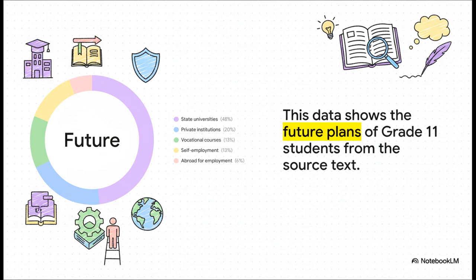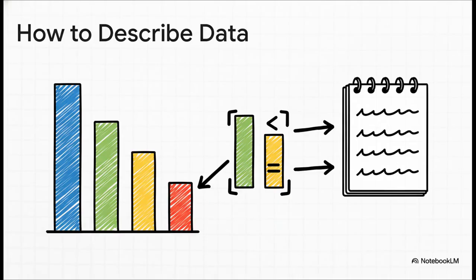Almost half the students, 48%, are aiming for state universities. And then way down at the other end, you've got a much smaller group, only 6% looking to work abroad. The visual just makes the most important facts pop right out. So, how do you even start writing about this?